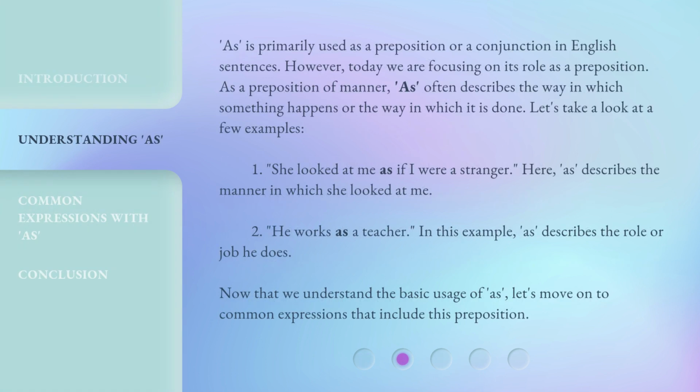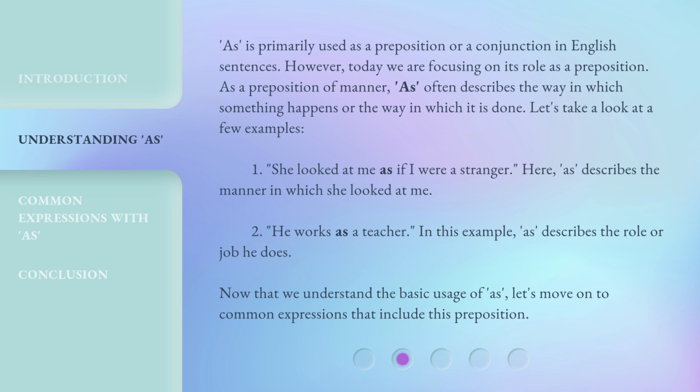"As" is primarily used as a preposition or a conjunction in English sentences. However, today we are focusing on its role as a preposition. As a preposition of manner, "as" often describes the way in which something happens or the way in which it is done. Let's take a look at a few examples.